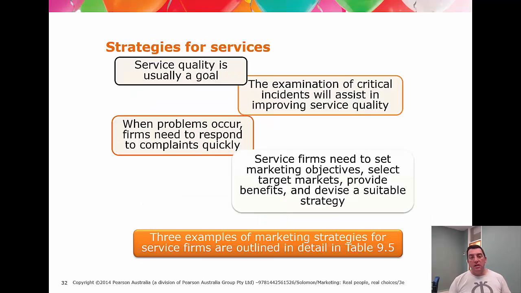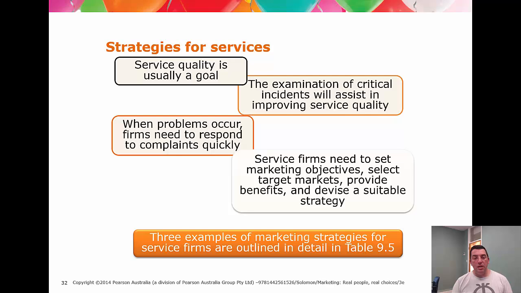Some of the strategies to consider for services: service quality is usually a goal or objective for a lot of companies. So understanding where things go wrong with critical incidents, and being able to critically analyze and assess these sorts of incidents when they happen, is why you did the article critique. Part of the reason was to understand how to do critical assessment for this very particular aspect of services marketing, to assist you in improving service quality for your company.